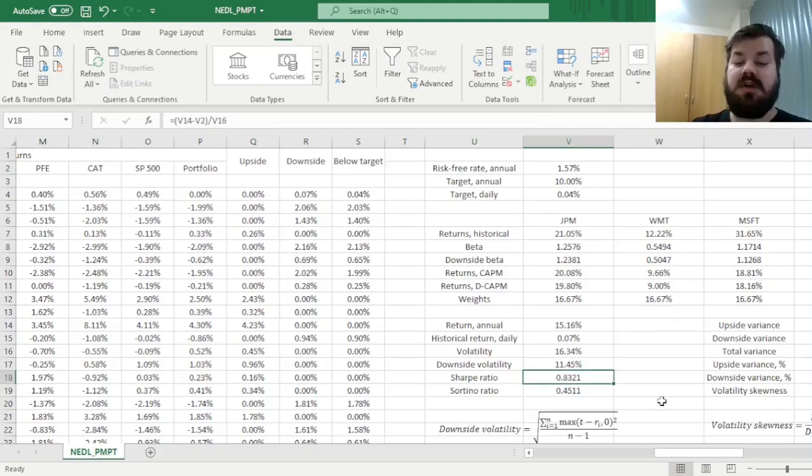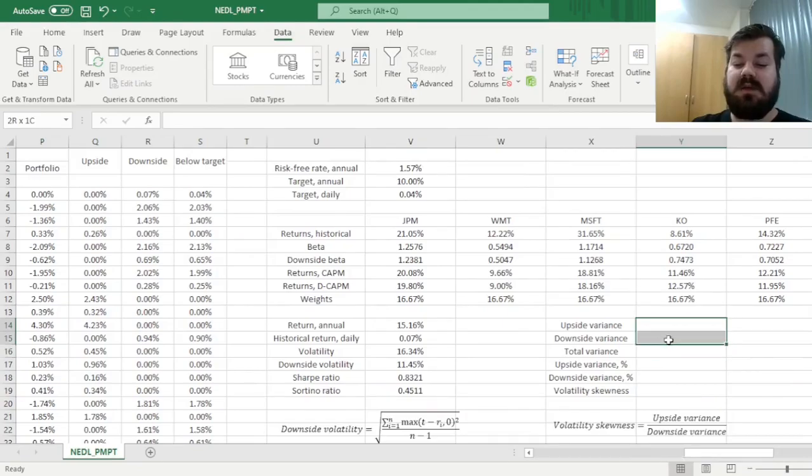For Sharpe ratio, we have got 0.83% return in excess of the risk-free rate per 1% portfolio volatility. And in Sortino ratio, we have got 0.45% outperformance over our target per unit of downside risk we are taking. These are the interpretations of the two ratios.